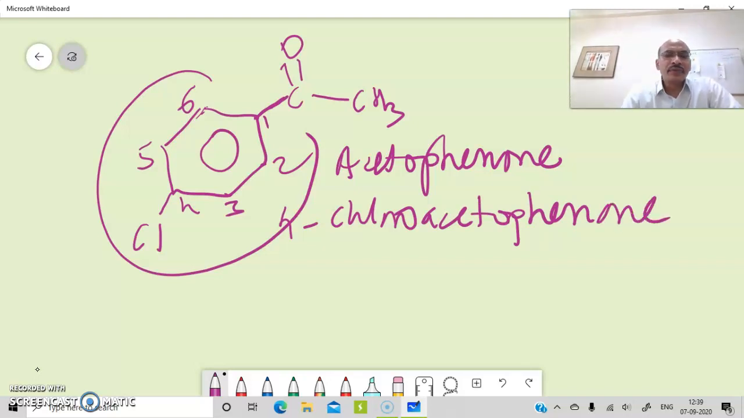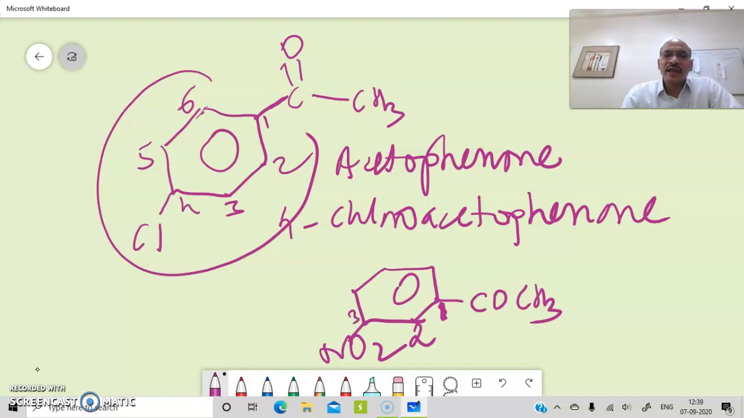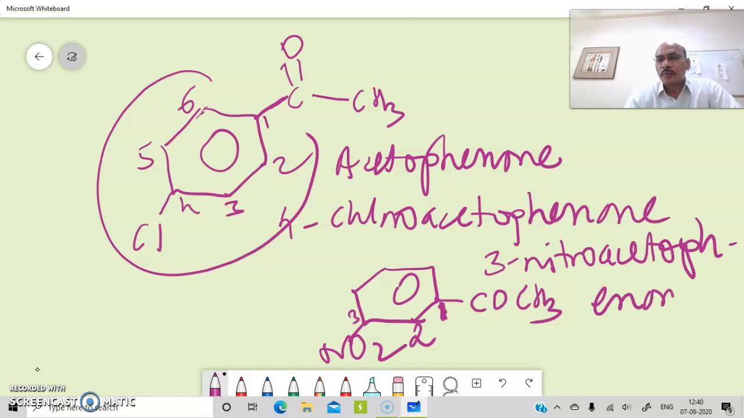Then one more example I am writing here. Again I am taking an example. COCH3 is nothing but C double bond O CH3. Here I am writing an NO2 group. So how will you name it? You have to start numbering from the ketonic carbon as 1, 2, 3 like that, which will give the lowest possible number. So its name will be 3-nitroacetophenone. So like this you have to remember for aromatic ketones.